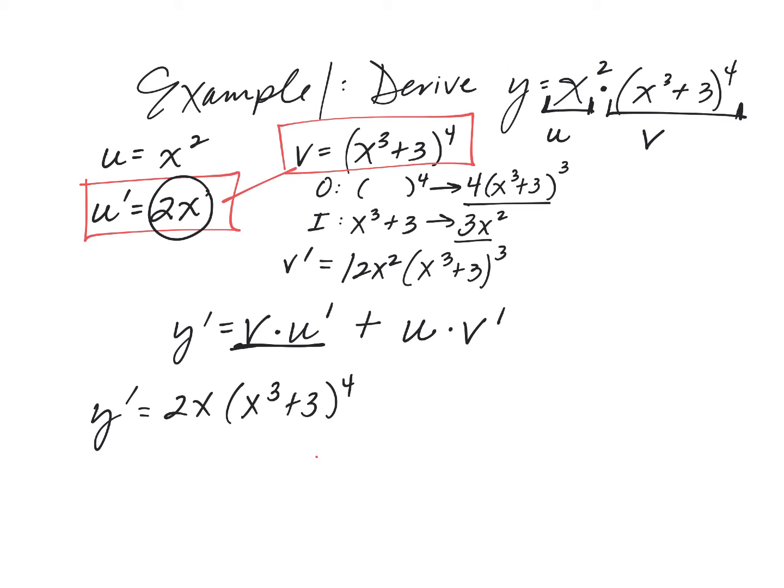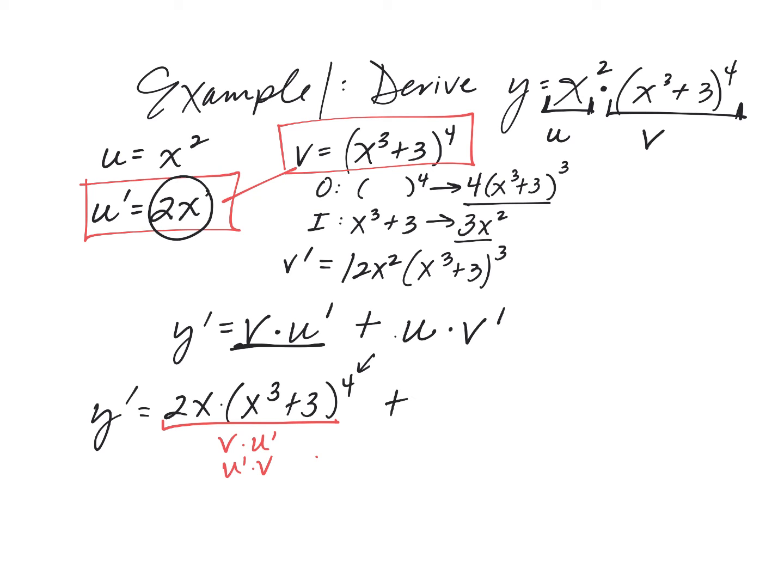So I'm multiplying them together. I'm not going to do anything else because this is being raised to a power, so I can't distribute in. So I'm just going to leave it. All right, so what I have right here is v times u prime, or in this order, I did u prime times v. Same thing because multiplication is commutative.